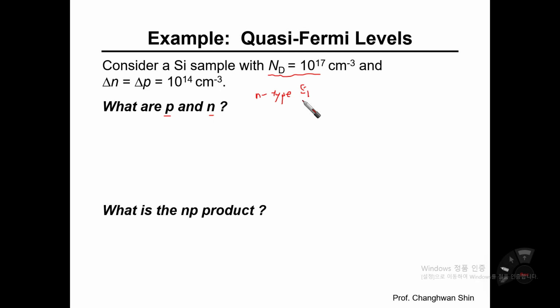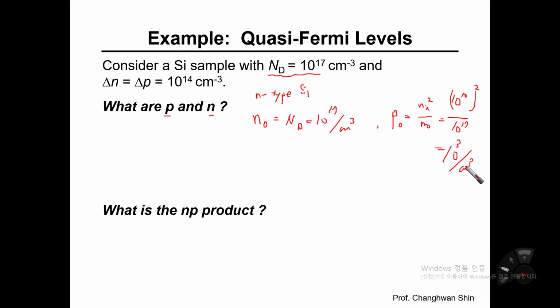First, this is n-type. So at thermal equilibrium, the electron concentration is identical to N sub D, so 10^17. And using the mass action law, we can get the minority carrier concentration at thermal equilibrium: (10^10)^2 divided by 10^17. So the answer is 10^3 per cubic centimeter. All right, but the question is p and n at the non-thermal equilibrium state.